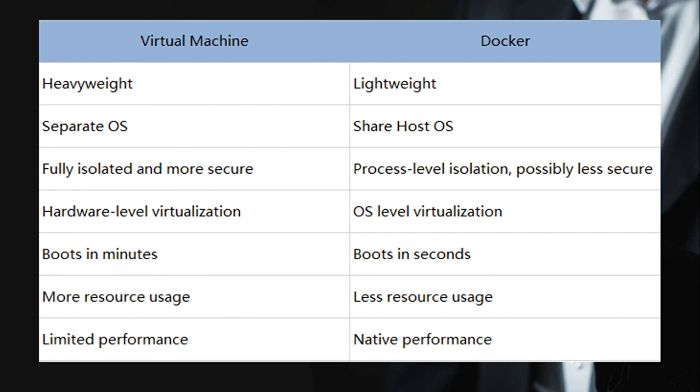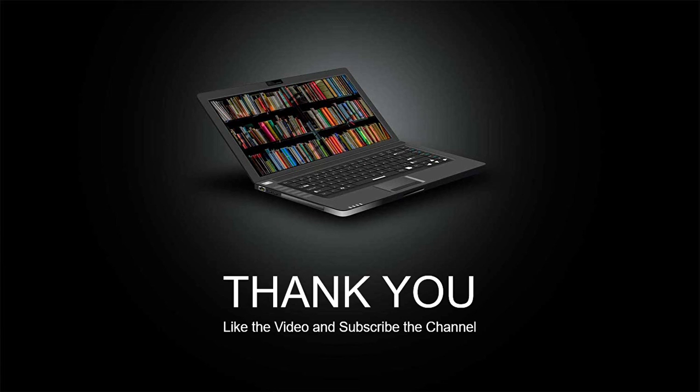So Docker is lightweight, VM is heavyweight. Docker shares the same host operating system, whereas with a VM a separate OS is there. A VM gives us full isolation, but Docker gives only process level isolation. It takes more time to boot up a VM, but Docker takes less time, in seconds. A VM uses more resources, whereas Docker uses fewer resources. Performance is limited for a VM, and for Docker, it has native performance.